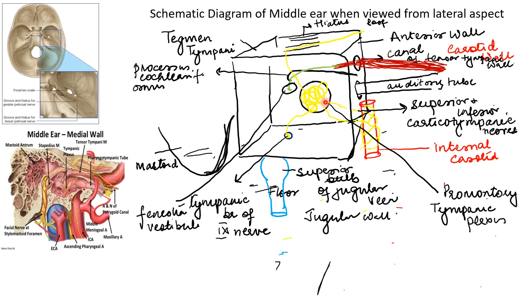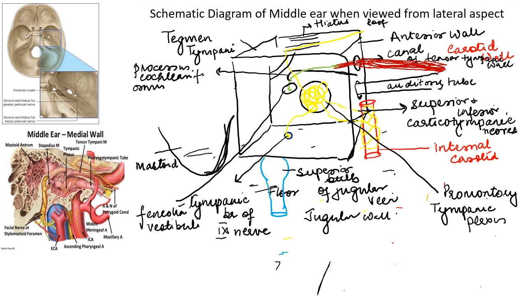So this is the promontory formed by the basal turn of the cochlea. After that came the vestibule, so this is the fenestra vestibuli. Now more posterior to it, on the medial wall itself, we're still talking about the medial wall, would be present a prominence which is formed by the lateral semicircular canal.